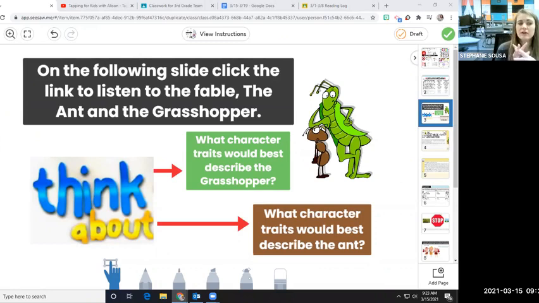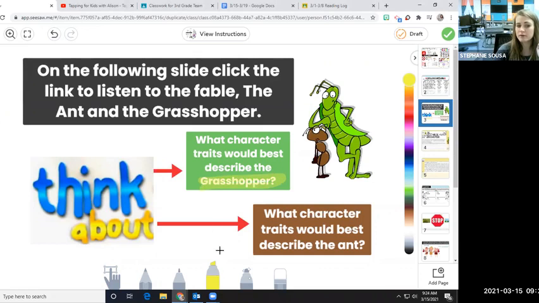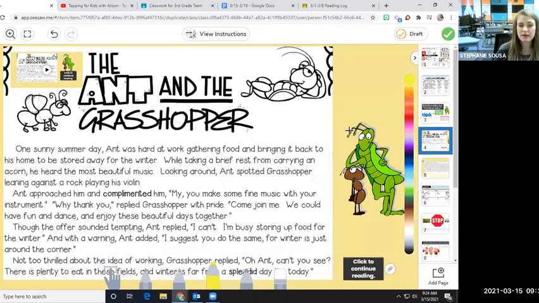Okay, the characters that we're going to look at today are the ant and the grasshopper. As we're reading this text, I want you to think about 2 things. What character traits would best describe the grasshopper? And what character traits would best describe the ant? Okay, so think about the grasshopper. How would you describe him? Think about the ant and how would you describe him? Go ahead and move on to slide 4 and get your highlighter ready.